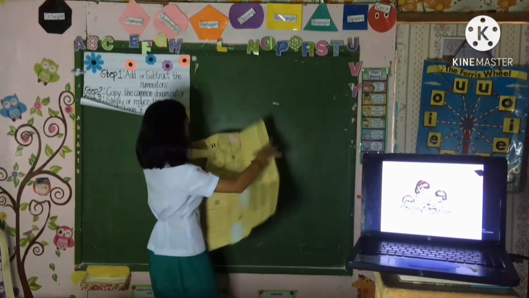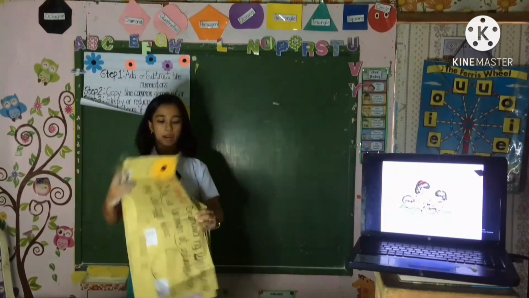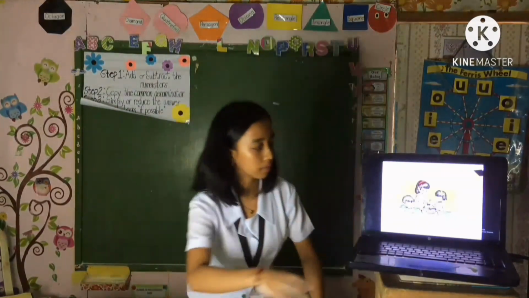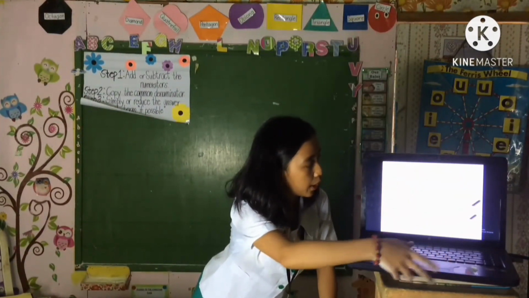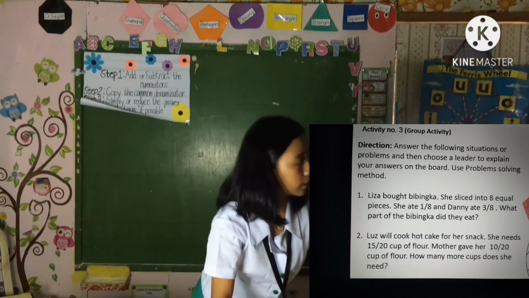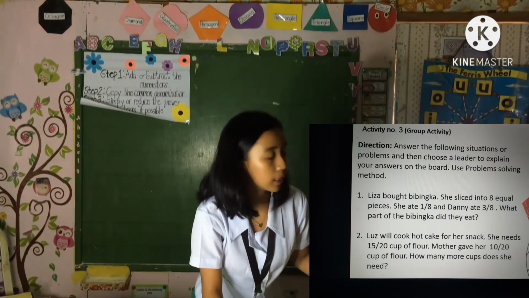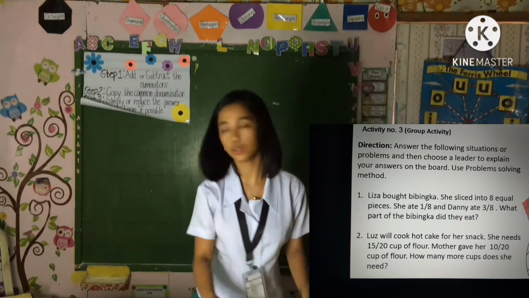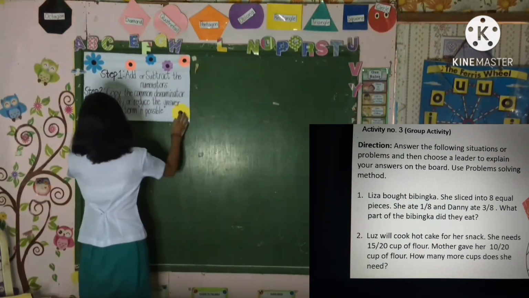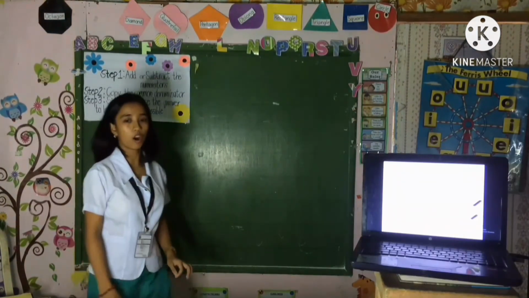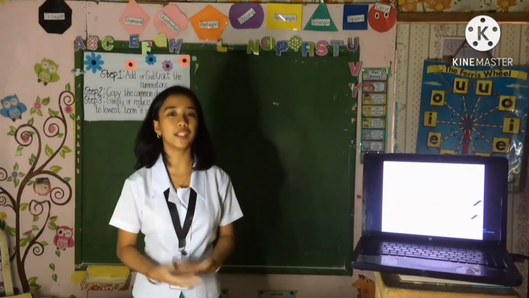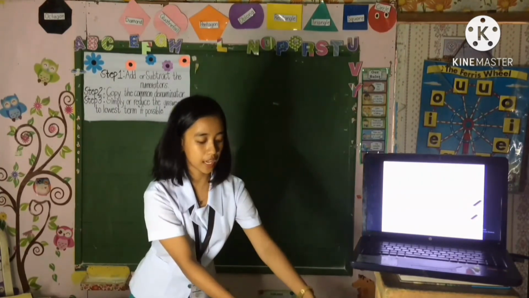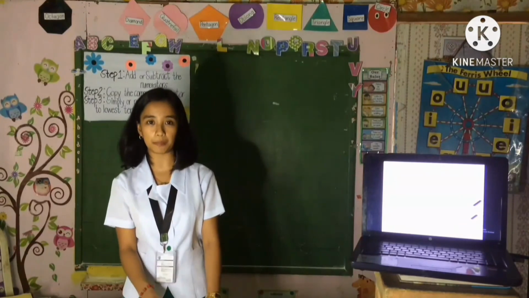And for your third activity, you have a group activity. So I will group you into groups of 4 to answer this situation. Answer the following situations or problems and then choose a leader to explain your answers on the board using the problem-solving method. So you will use these steps to solve similar fractions. All done? Okay, very good. All of the groups have the same score. Okay, give yourself a good job clap.